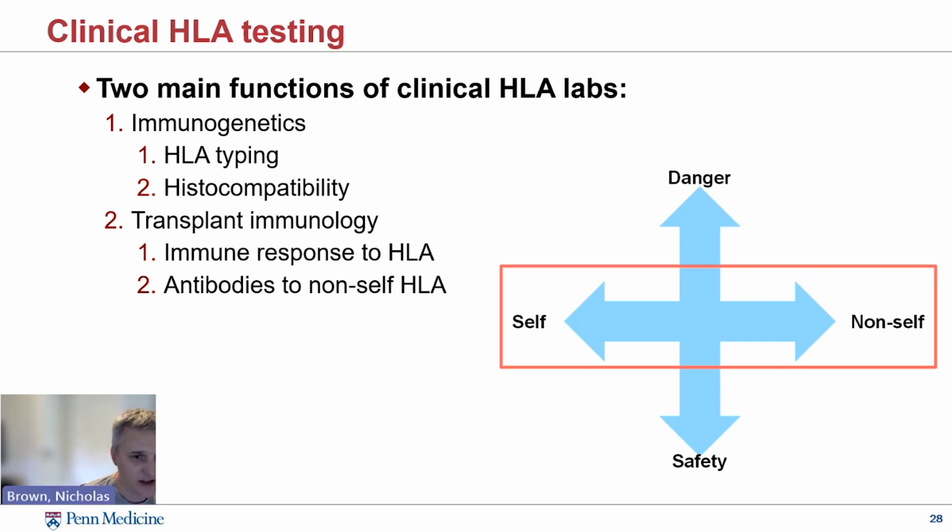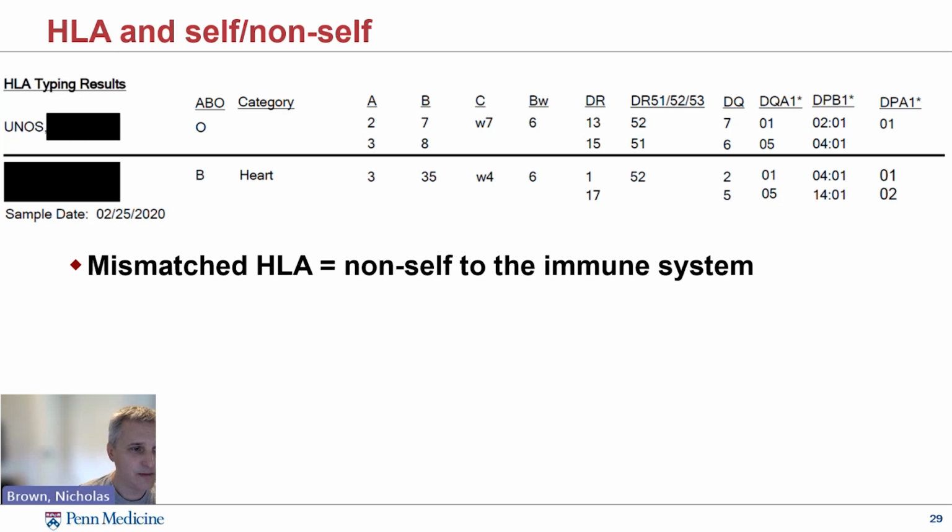The other function of an HLA lab is what's known as transplant immunology. And there we're trying to determine any immune responses a patient might have to foreign HLA molecules. And I'll talk a little bit more about how that works. But the big thing is that HLA labs are really concerned about this self versus non-self axis and how HLA functions with that.